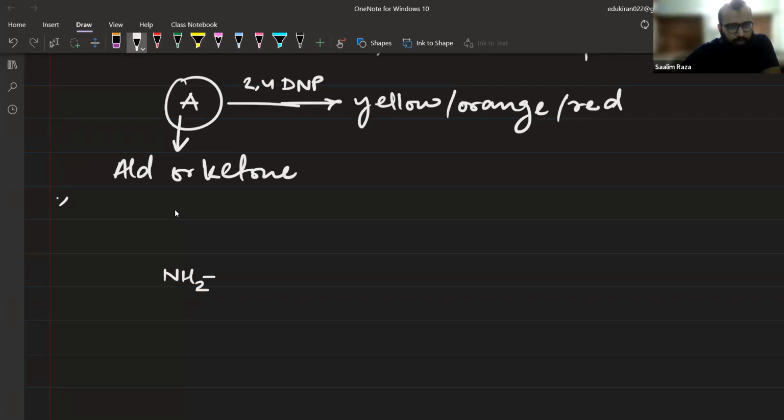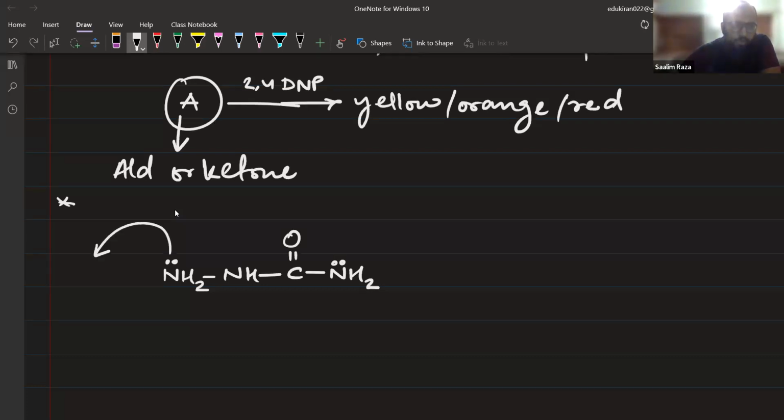NH2, this is the next point. Please write, see here. NH2, NH, C double bond O, and then you have again one NH2. Now, both these NH2 will have lone pair electrons. Now, either this is going to attack on the carbonyl carbon, या फिर ये अटैक करेगा कार्बोनिल कार्बन पे.